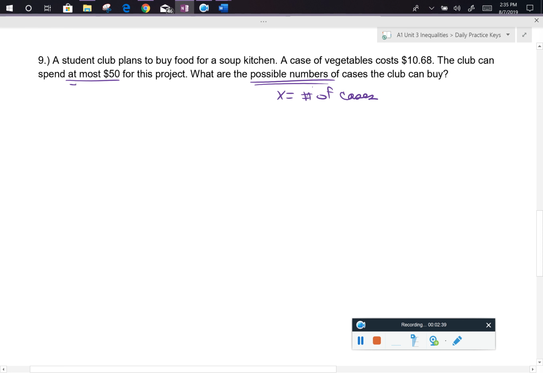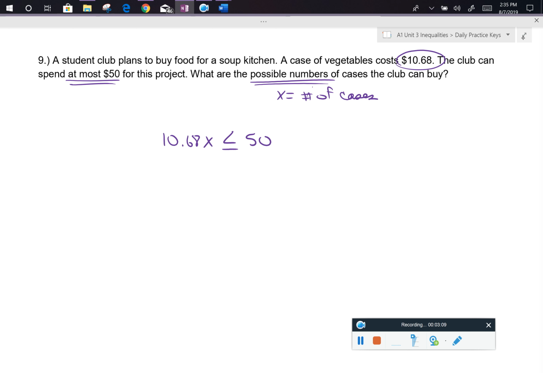We see we have a maximum budget for the project, so we can spend up to $50. In other words, however much we spend has to be less than or equal to $50. We're told that a single case of vegetables costs $10.68. So every time we buy a case, we're going to have to pay another $10.68. So if we multiply $10.68 by x, that would be the amount that we've spent on vegetables.